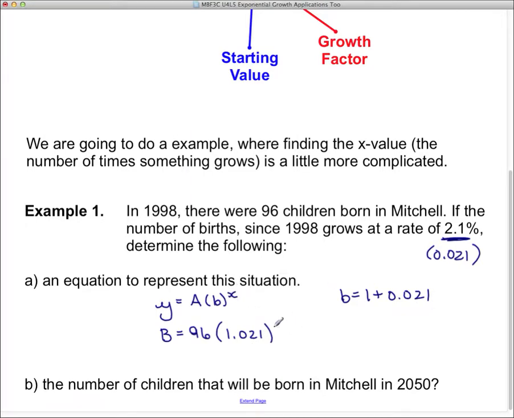And now the exponent here, we're going to let that be n, which is the number of years since 1998. Okay, so here's our situation. B equals 96 times 1.021 to the n.